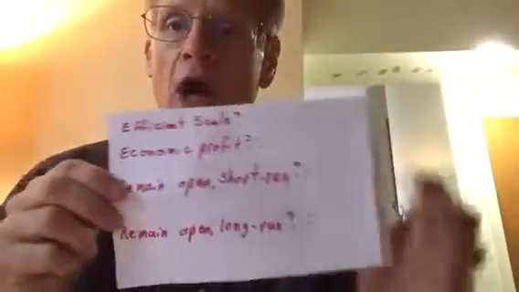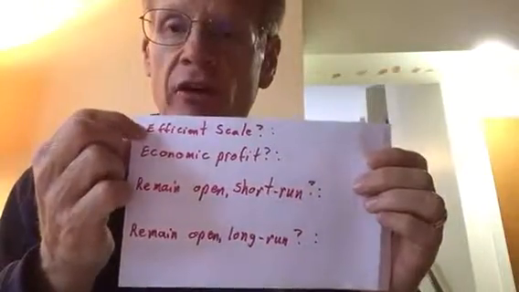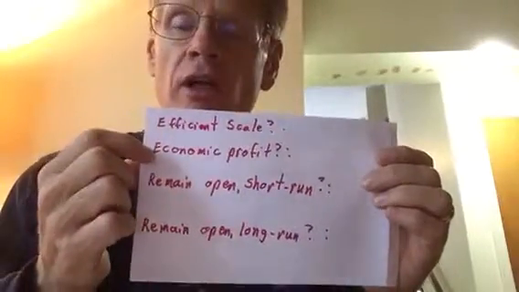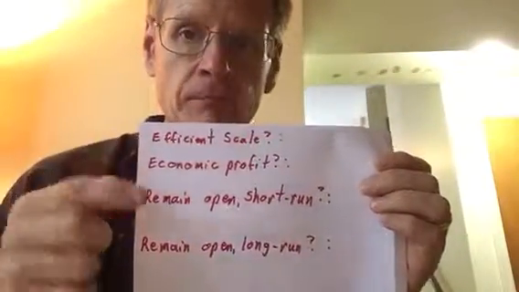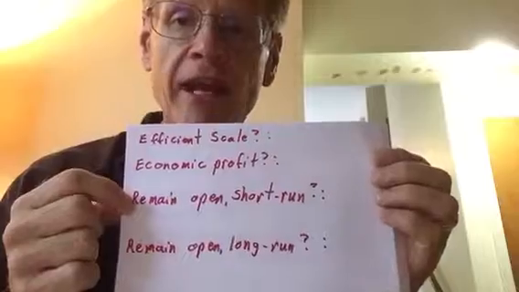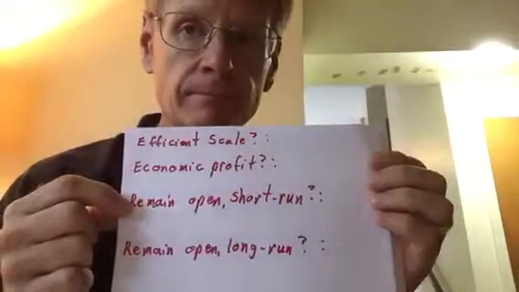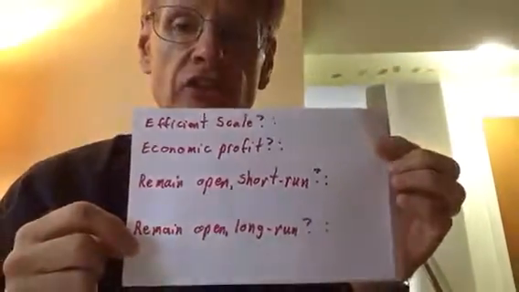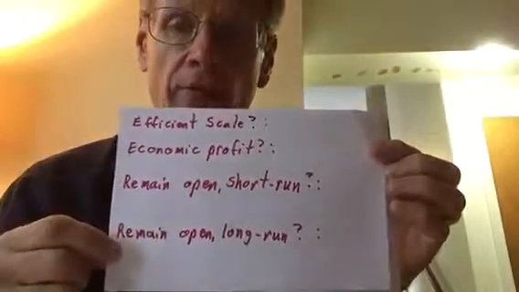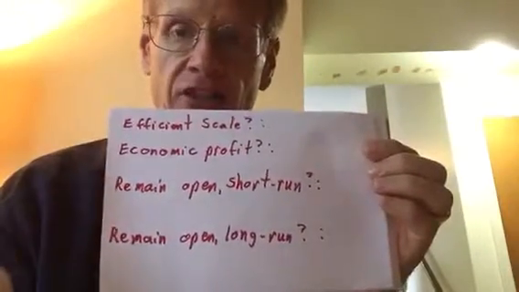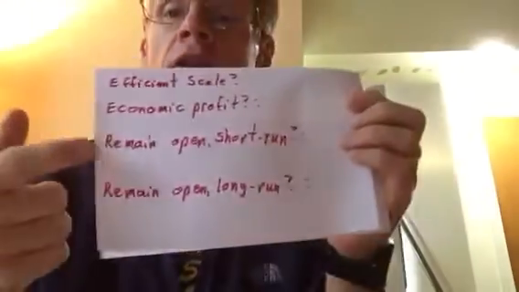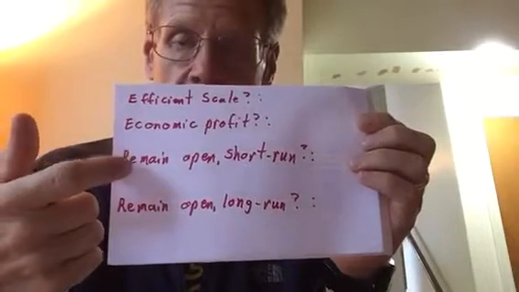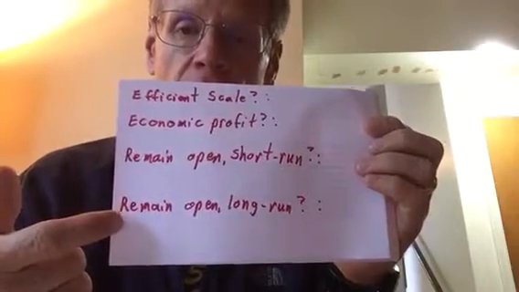1, I'm going to ask you to find efficient scale. 2, the amount of economic profit. Note, it could be 0 or negative. 3, should this firm remain open in the short run? And finally, should this firm remain open in the long run? So we're going to find on the graph I just held up the efficient scale, economic profit or loss or 0, should they remain open in the short run, and or should they remain open in the long run? All right, here we go.